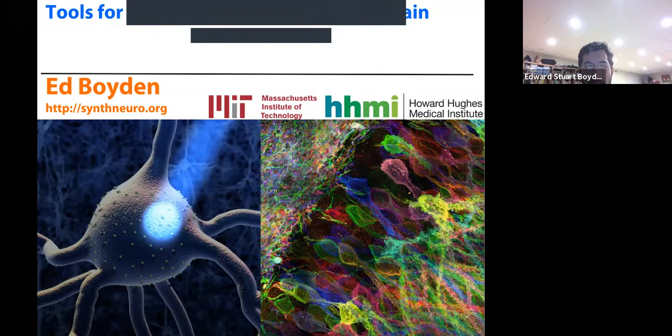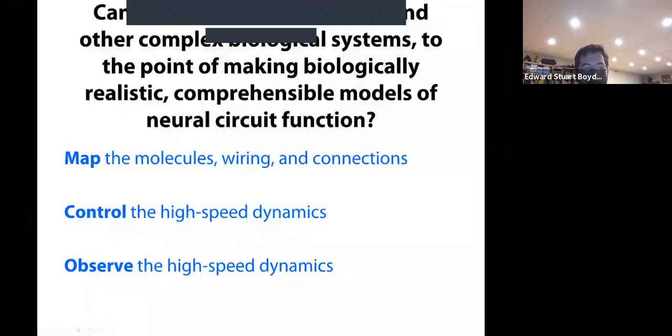Thank you very much for the invitation to come and speak and for the very kind introduction. Today I want to tell you about some of the tools that we're building to help people understand how brain circuits work and how they go wrong in diseases. My dream is that someday we will have a computational model of the brain. Ideally, it would both be biologically realistic, but also human comprehensible.